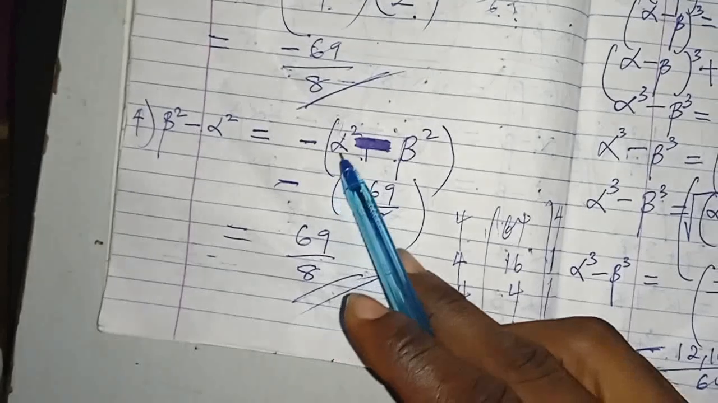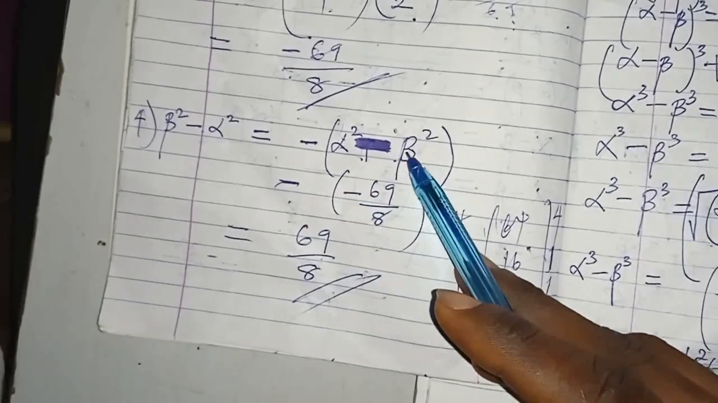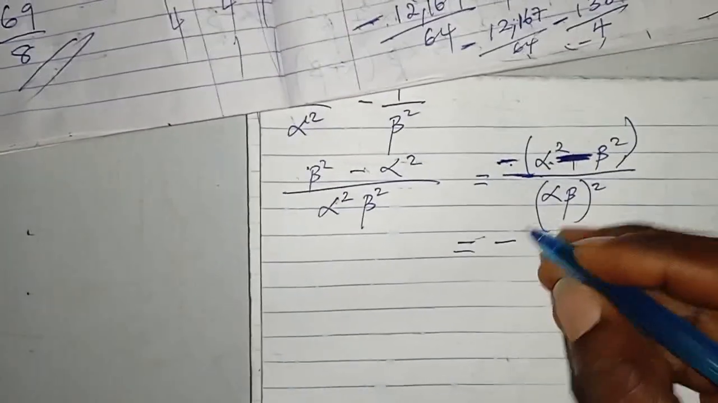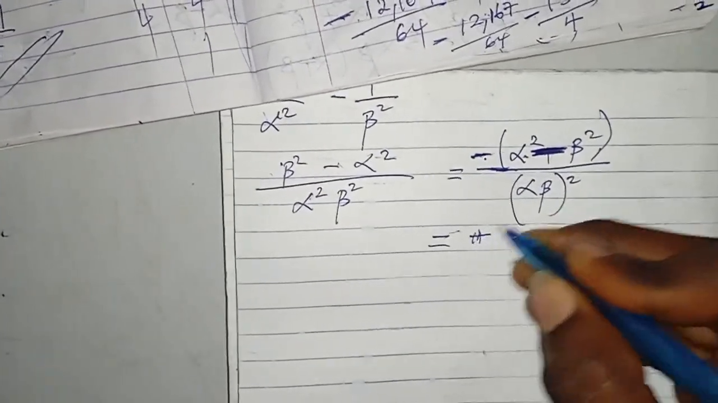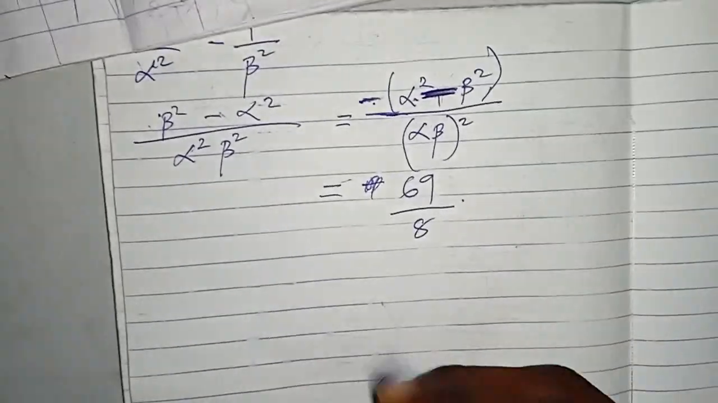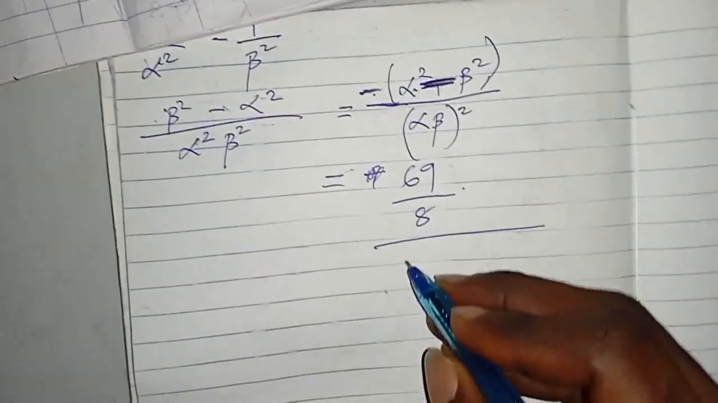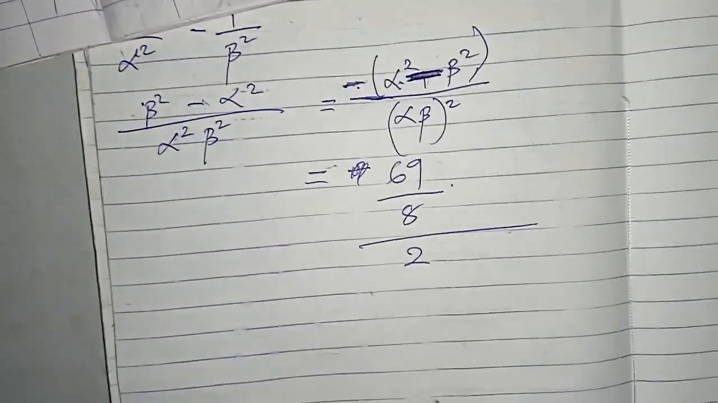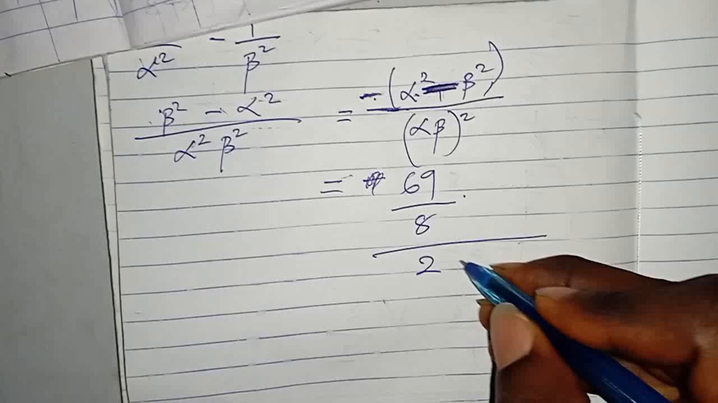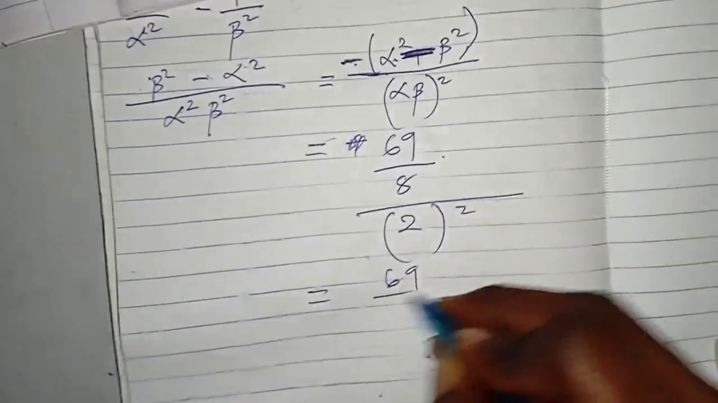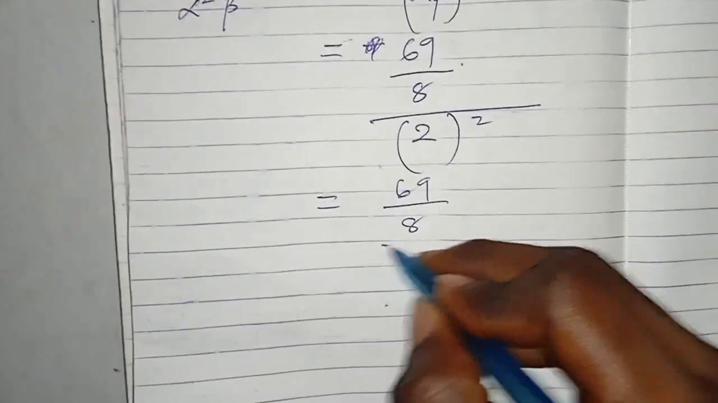And even we've gotten something like that. Minus alpha square minus beta square, we've gotten it to be 69 over 8. So everything here is 69 over 8, over alpha beta in this question is 2. Go and look at the question, start from the beginning. So all square. This is the same thing as saying 69 over 8 all over 4.